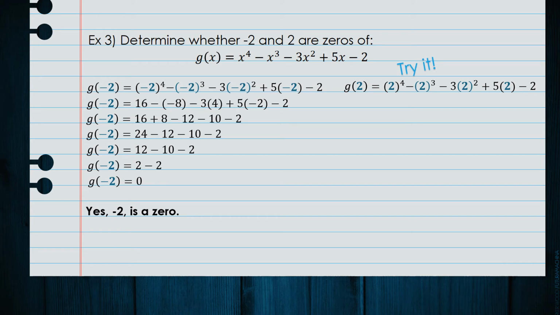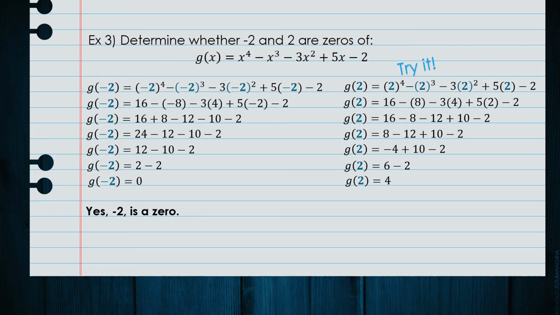This is your try it problem. Hopefully you found when you substitute a value of 2, the result to be a 4. Now again, we have to determine, is 2 a zero of the function? Well, did our result equal 0? No, which tells you 2 will not be a zero of the function.